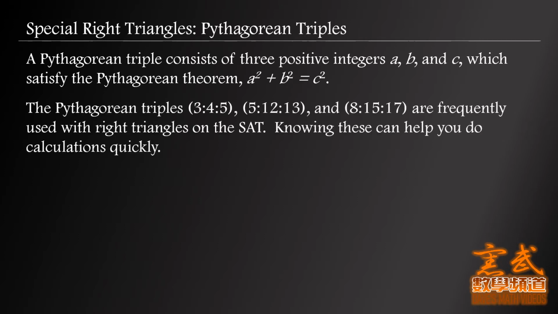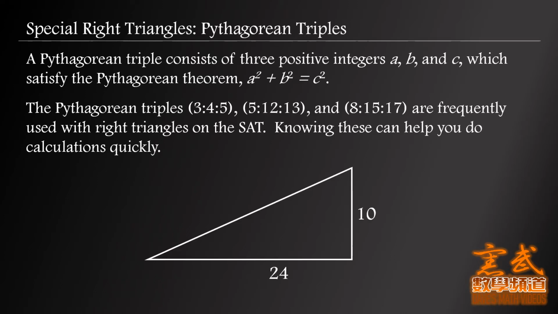And on the SAT, the ones that are useful to know are the first three, in particular 3, 4, 5, 5, 12, 13, and 8, 15, and 17. These frequently pop up when used with right triangles on the SAT, and knowing these off the top of your head can often help you to save time and do calculations quickly.